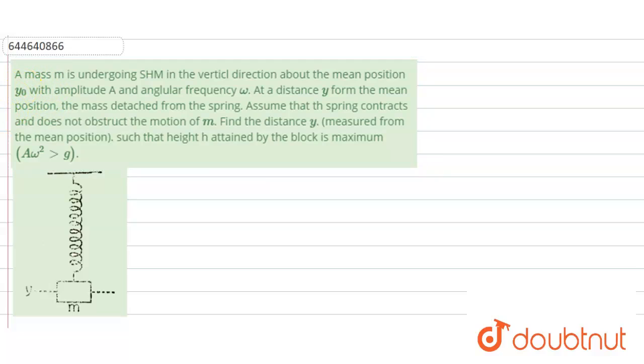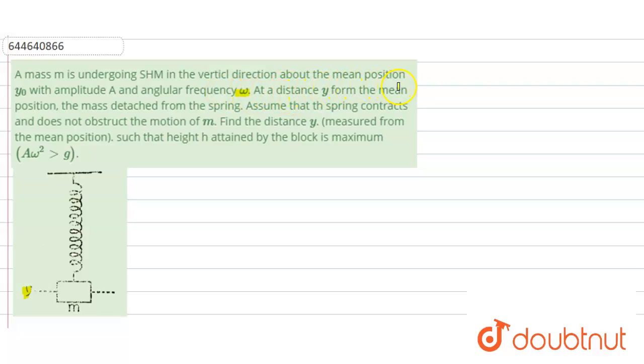Hello everyone, let us try to solve the given problem. So the given problem states a mass m is undergoing SHM in the vertical direction about the mean position y0. So this is y0, the mean position, and this mass is doing SHM with the amplitude A and the angular frequency omega. The amplitude is simply capital A and its angular frequency is omega.